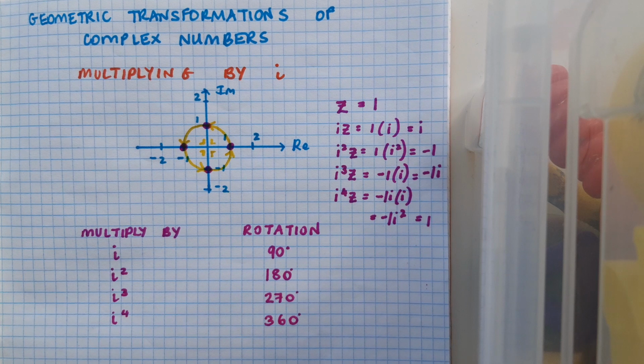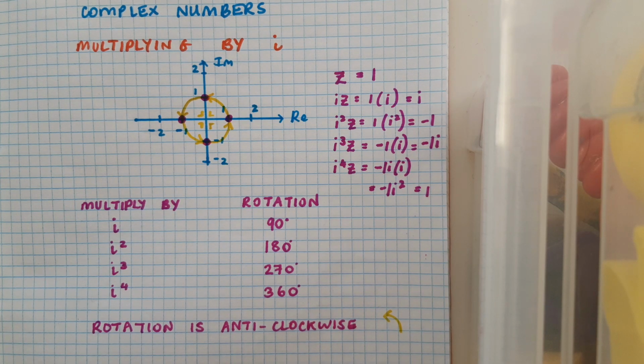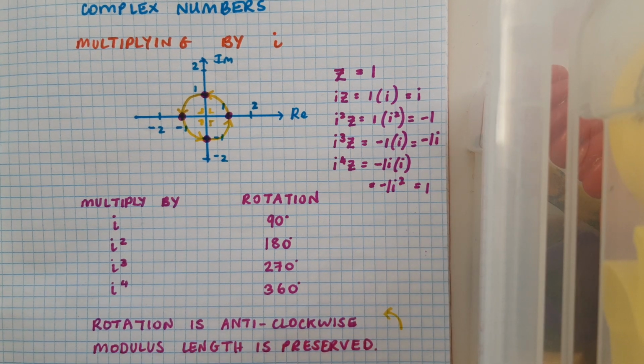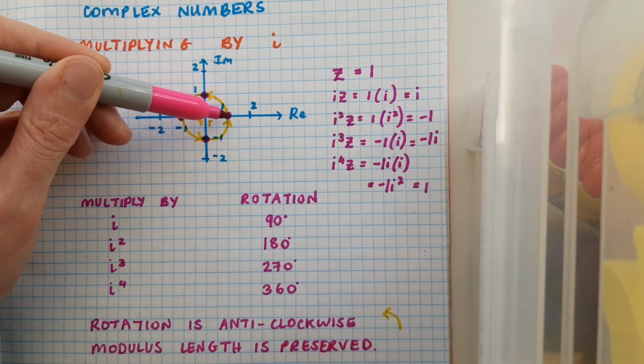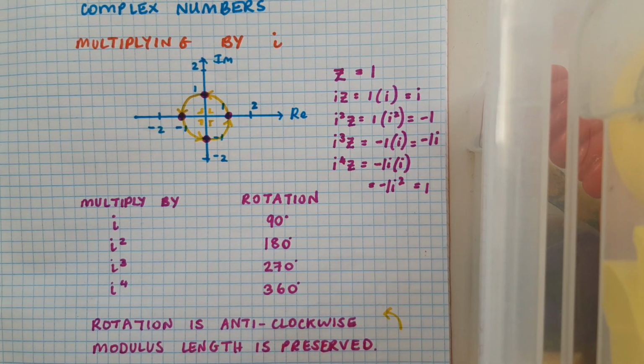A couple of things there to observe. First of all, rotation is anti-clockwise, and we're fairly familiar with this from trig as well. And modulus length is preserved. You can see here in the case of my example that each of my resulting points was the same distance from the origin. So my distance from the origin was not affected, simply my rotational position.